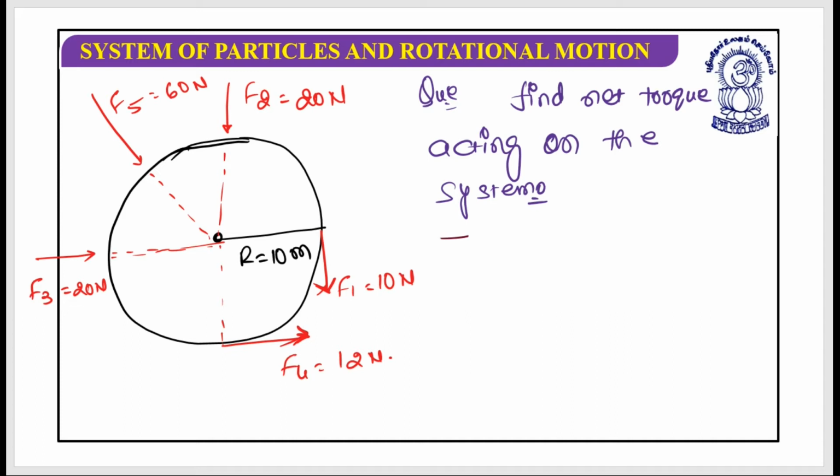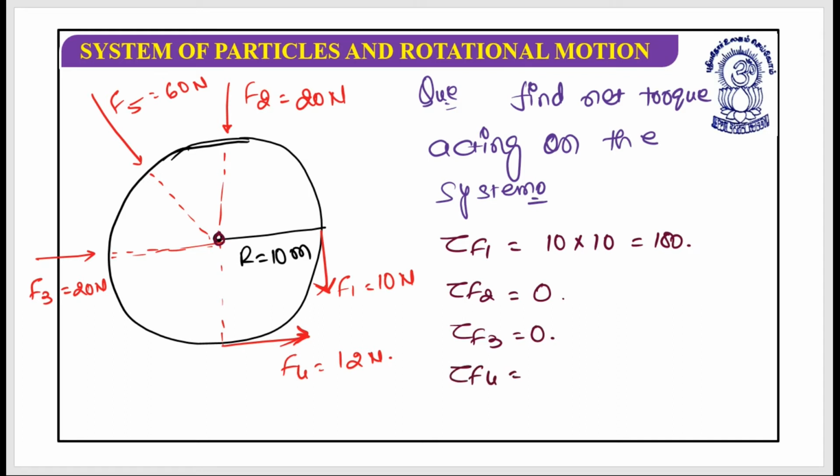Let's begin with F1. Torque due to F1 is 10 into 10, that is equal to 100. Torque due to F2, as it is going to be extended and meeting over here, is 0. Same is the case for the torque due to F3. Torque due to F4 is 12 into 10, which is 120. Torque due to F5 is 0. Now we have net torque due to only these two.